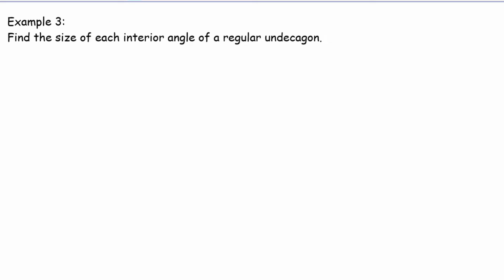Example 3. Find the size of each interior angle of a regular undecagon. Now, undecagon, remember it's regular. The undecagon is 11 sides, so n is equal to 11. Now, because this is a regular polygon, we can divide by the number of sides to get the value of each interior angle. What I mean is this.